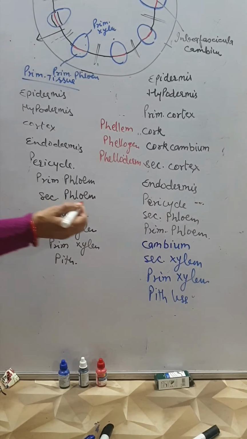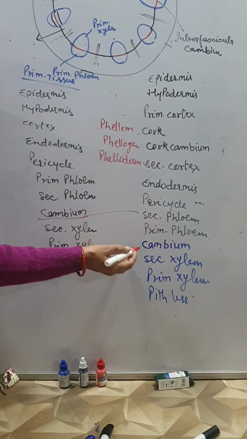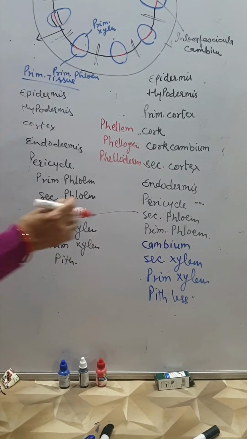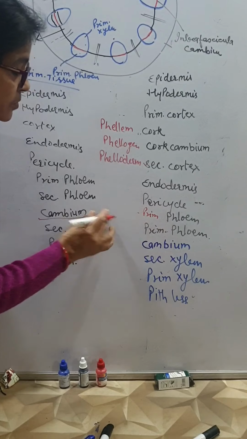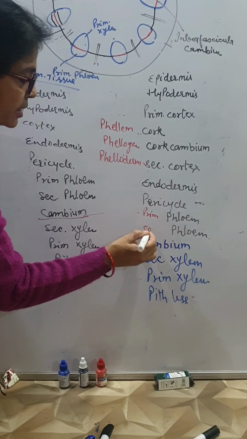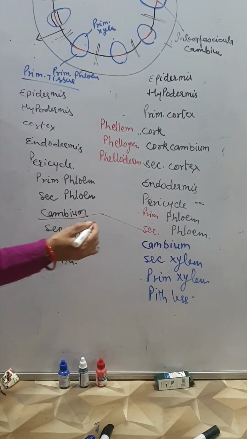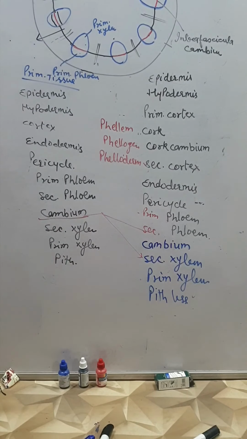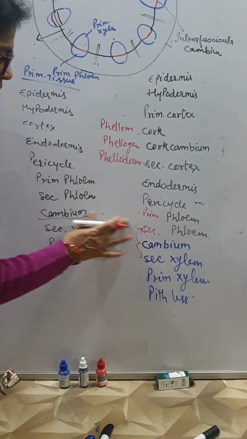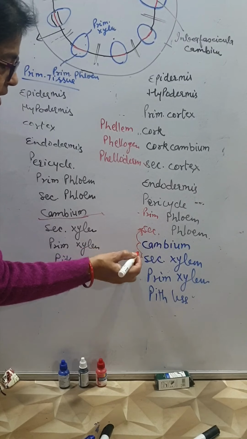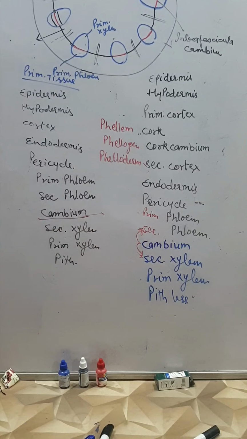The cambium forms the secondary phloem. Here is the primary xylem, and here the secondary phloem. The cambium forms the secondary phloem and secondary xylem. This cambium forms these tissues and this one. The secondary xylem and secondary phloem are formed by the activity of the cambium.